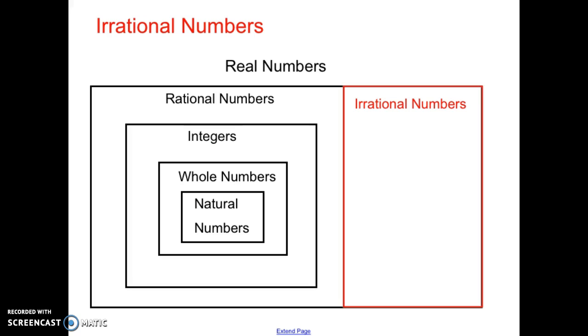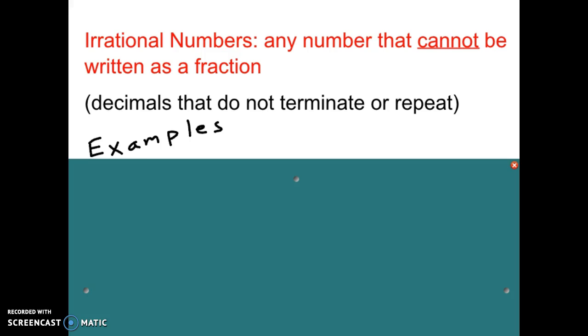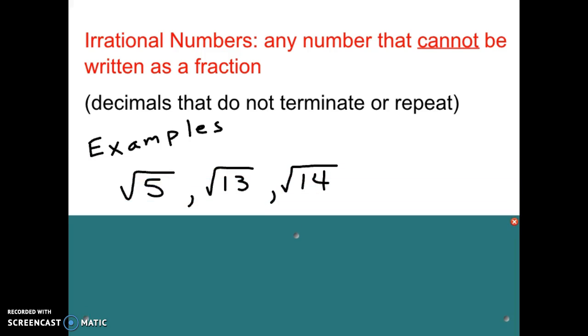Now, we have not discussed irrational numbers yet. If you think about rational numbers, they're numbers that can be written as a fraction. Irrational numbers are going to be numbers that cannot be written as a fraction. We're going to be looking for decimals that do not terminate, meaning do not stop, or do not repeat. Some typical examples are square roots, where you do not know the exact value of the square root. The square root of 5, the square root of 13, the square root of 14. You can come up with decimal approximations, but you do not know the exact value of those.